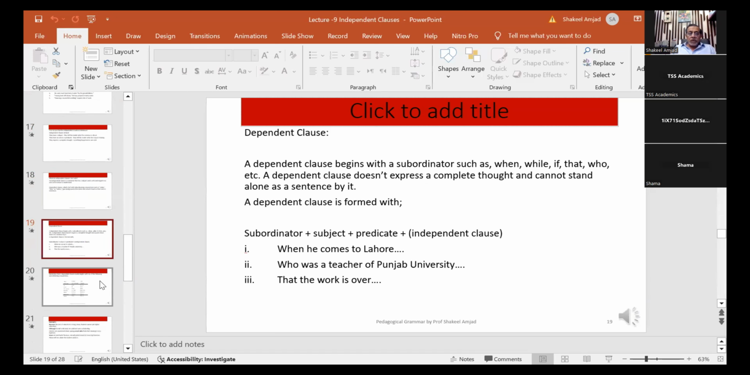So dependent clauses, I think let's call it a day.